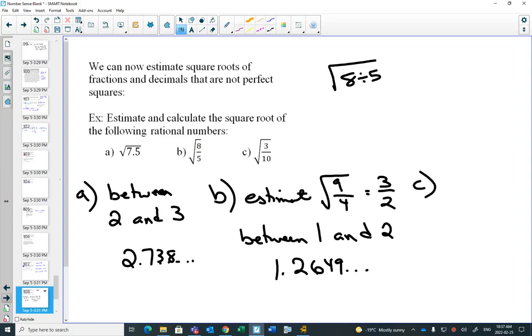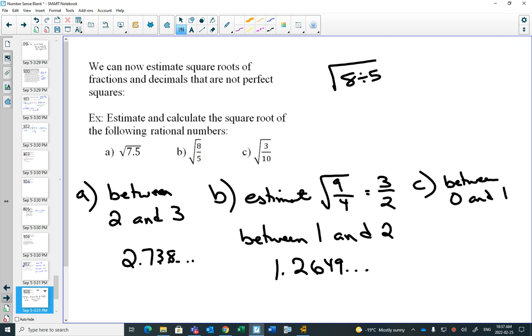And then for C, 3/10 is bigger than 0, but less than 1. Square root of 0 is 0. Square root of 1 is 1. I would guess this to be between 0 and 1.